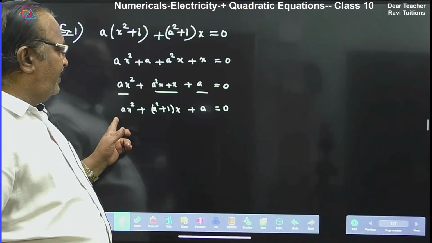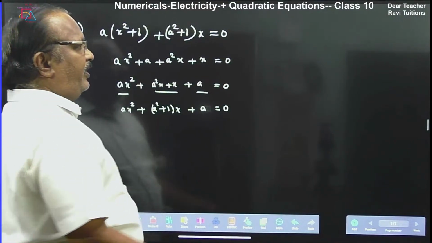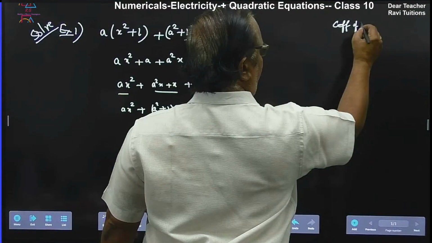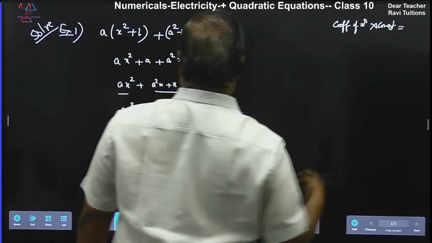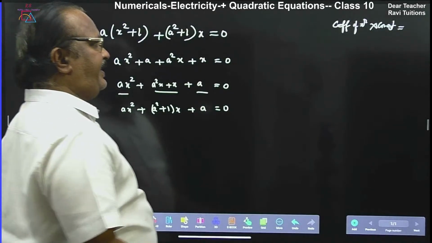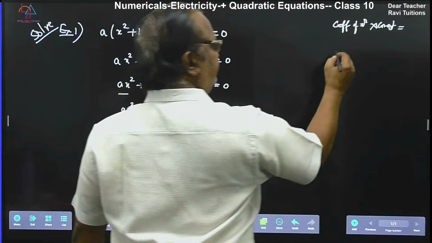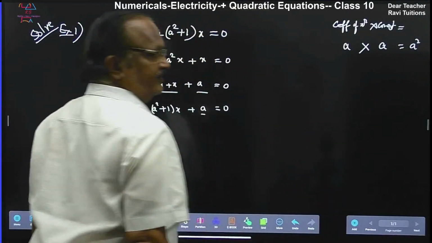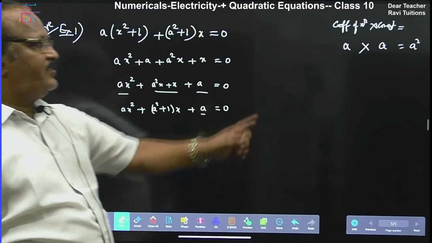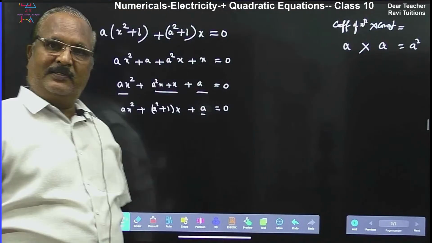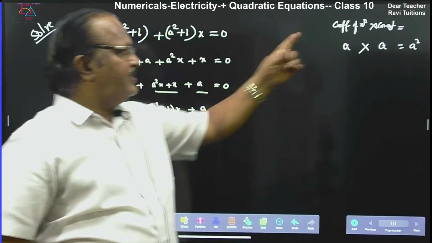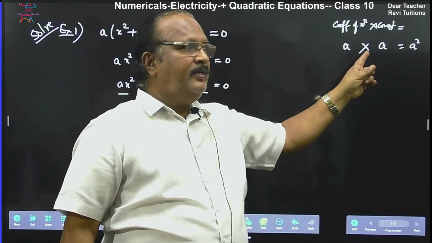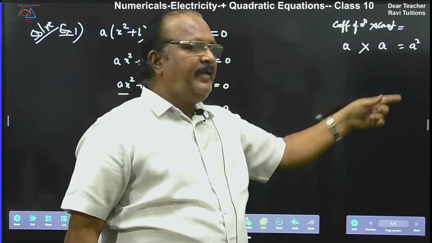So our special method is there: coefficient of x square into constant. We have to get the product, no? Coefficient of x square is a, into constant is also a, a into a is equal to a square. Now you have to find the factors for this a square. This is our procedure. One pair of factors is a and a, so a plus a is equal to 2a.